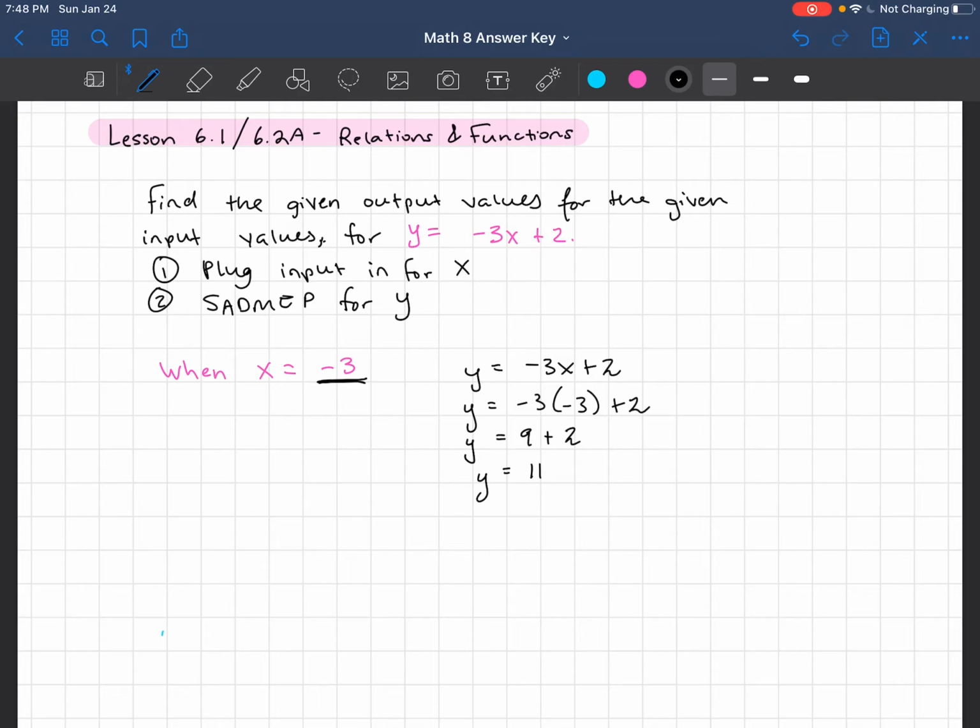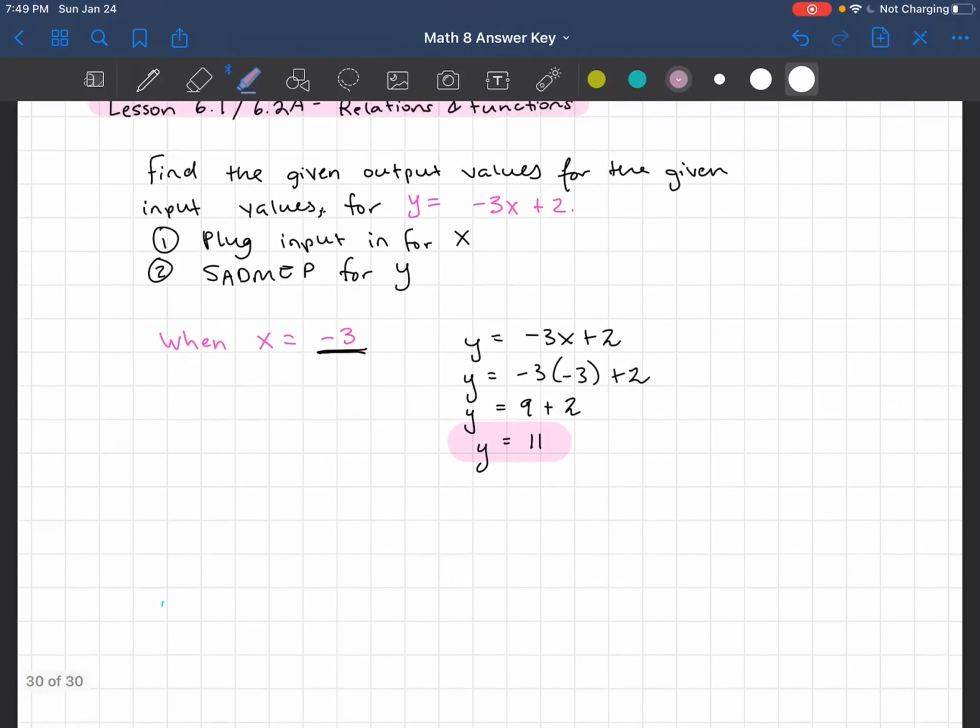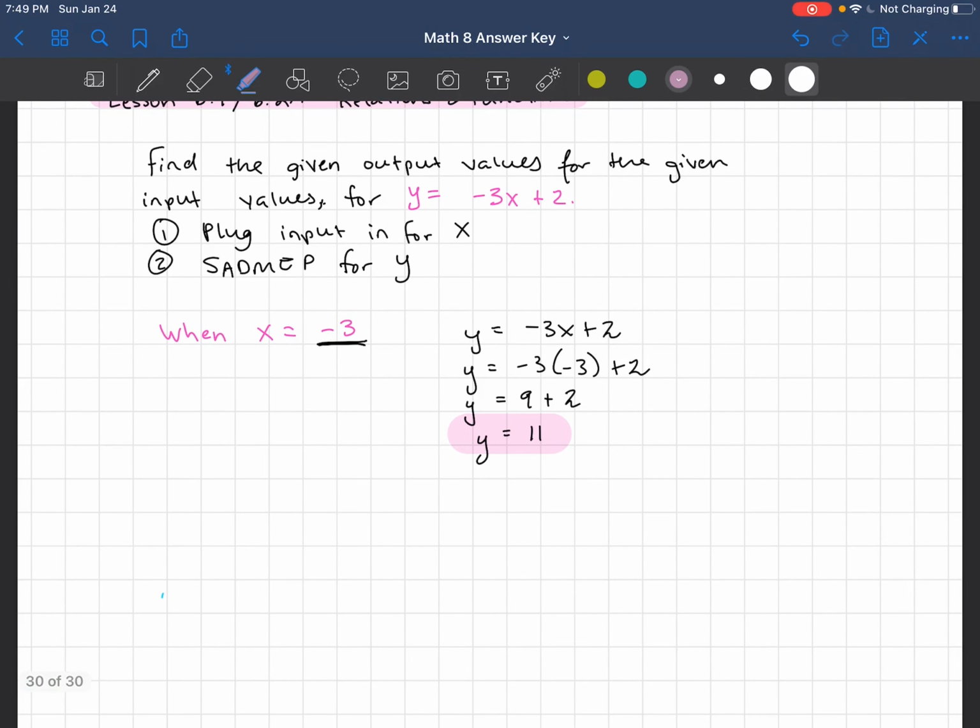So literally, all you have to do is plug in the value that they give you for x and put it in anytime you see x, and then make sure to simplify so that you'll get y equals whatever, and that will be your answer.